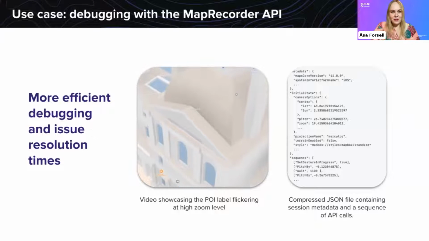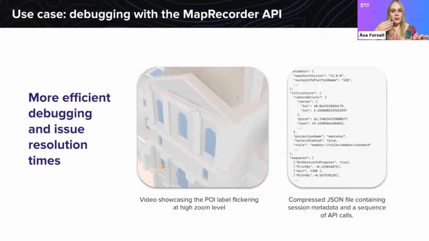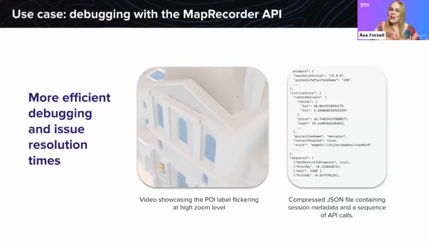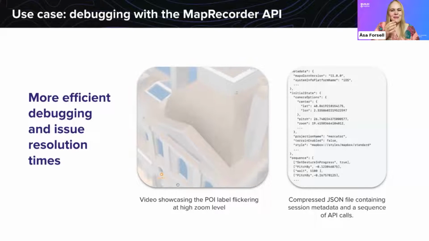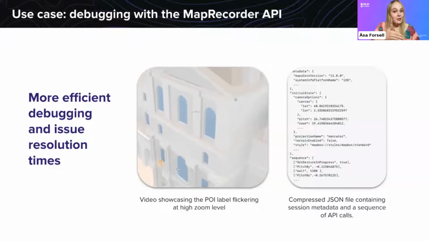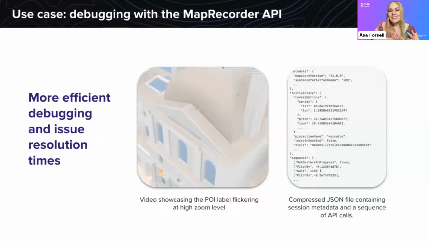Maybe the pitch has to be at a certain level, and the zoom has to be at a specific level, or a certain animation must run for it to reproduce. And as many of you know from experience, sometimes trying to reproduce and debug an issue takes way longer than actually fixing it. And this is kind of where the Map Recorder API comes in.